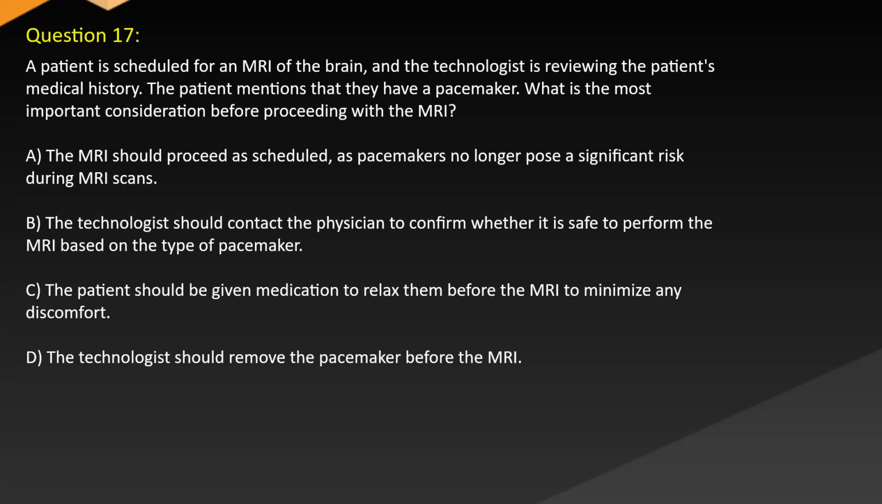Question 17. A patient is scheduled for an MRI of the brain, and the technologist is reviewing the patient's medical history. The patient mentions that they have a pacemaker. What is the most important consideration before proceeding with the MRI? A. The MRI should proceed as scheduled, as pacemakers no longer pose a significant risk during MRI scans. B. The technologist should contact the physician to confirm whether it is safe to perform the MRI based on the type of pacemaker. C. The patient should be given medication to relax them before the MRI to minimize any discomfort. D. The technologist should remove the pacemaker before the MRI.